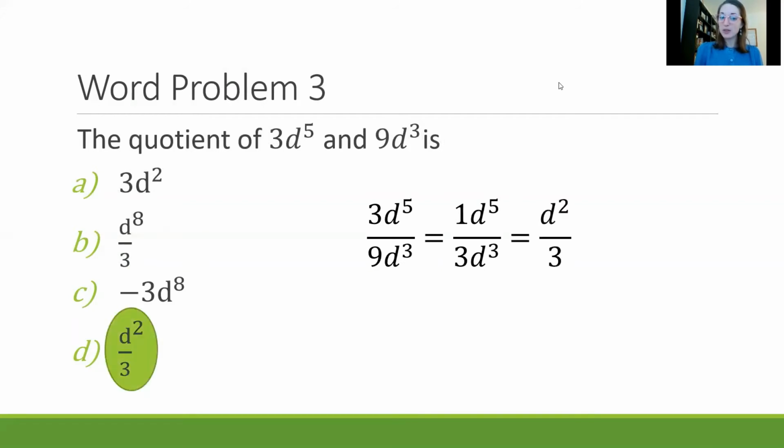So the way that we'll write that is d squared. We move all of the d up to the top there, and then we keep the 3 on the bottom. And remember, we did not need to carry the 1 over here. So our final answer is d squared over 3.